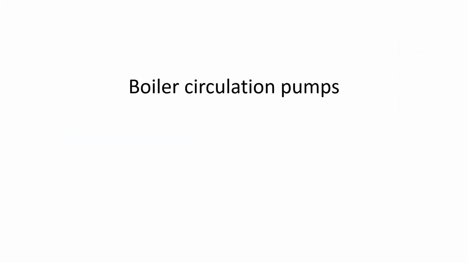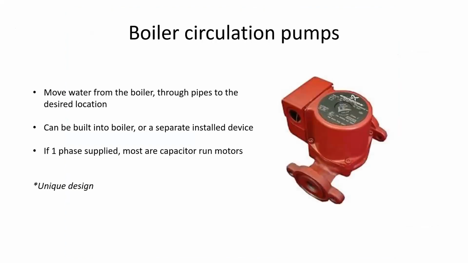Boiler circulation pumps. Boiler circulation pumps are a specially designed pump that's intended to be used with a very hot fluid. They move water from the boiler through pipes to the desired location, and at times they can be built into the boiler or a separate installed device.